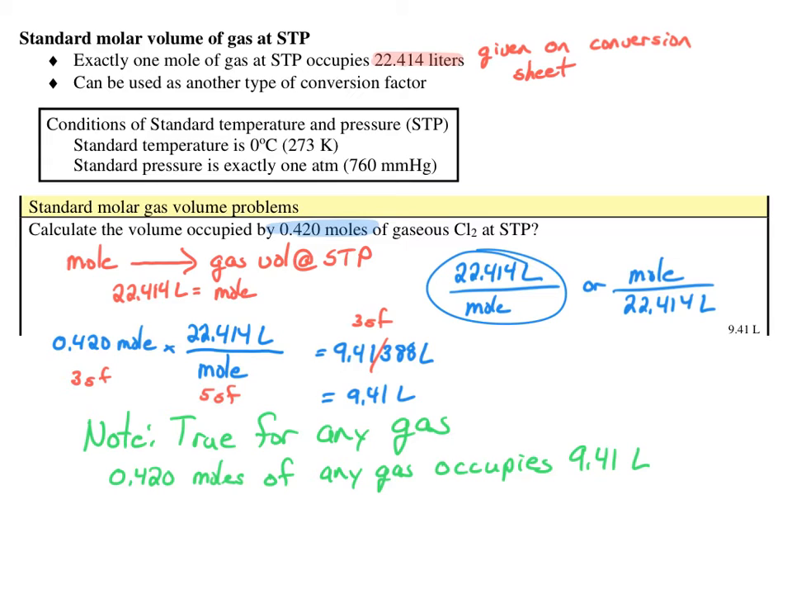Note, this is true for any gas. If we had 0.420 moles of any gas, it's still going to occupy 9.41 liters.